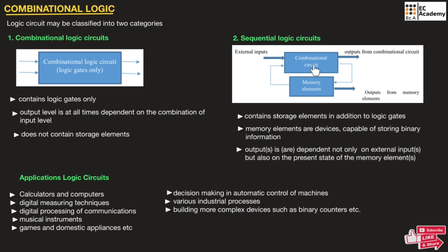So a combinational circuit along with a memory element is known as a sequential logic circuit. So a sequential circuit consists of a combinational circuit to which the memory element is connected to form a feedback. These memory elements are capable of storing binary information. With this block diagram, we can say that output of sequential circuit depends on the input variables and also it will depend on the present state of memory element.